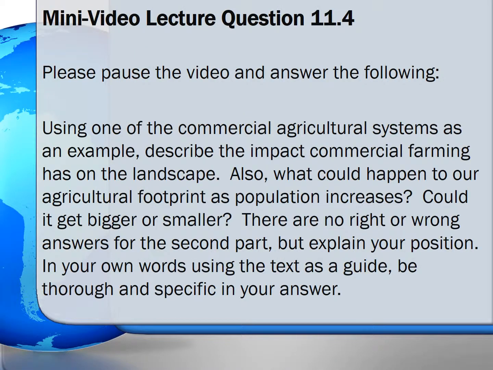Please pause the video and answer the following. Using one of the commercial agricultural systems as an example, describe the impact commercial farming has on the landscape. Also, what could happen to our agricultural footprint as population increases? Could it get bigger or smaller? There are no right or wrong answers for the second part, but explain your position. In your own words, using the text as a guide, be thorough and specific with your answer.